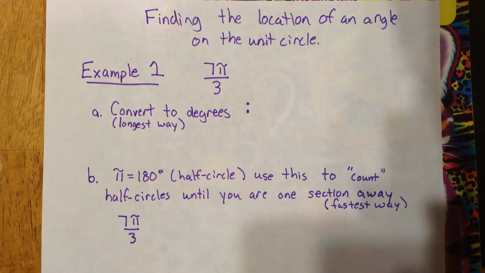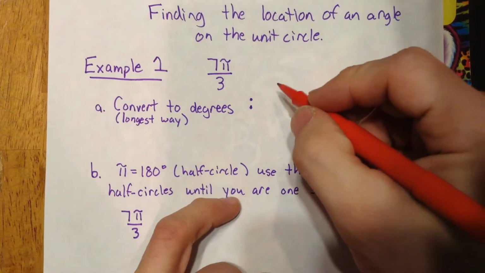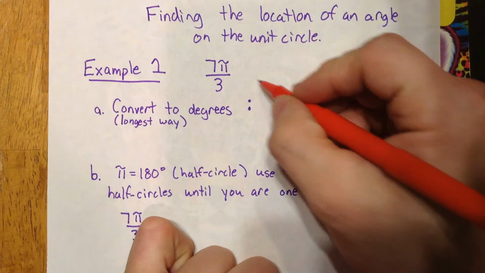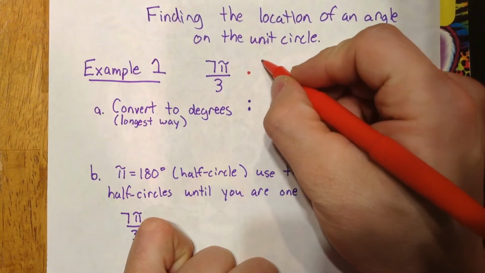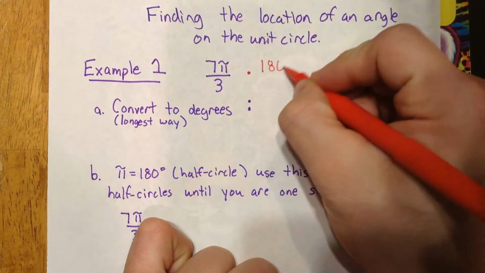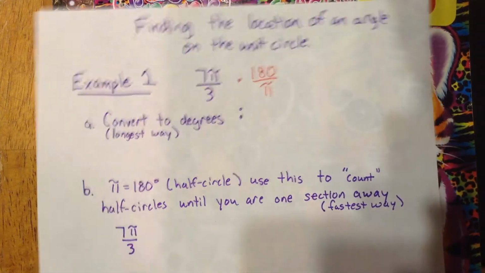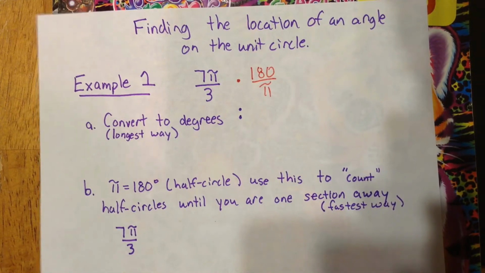So the first way is to convert to degrees. This will take you the longest. There's just a lot of work to it. It'll work. It's just kind of tedious to do. But to do it, what you're going to do is take the angle and multiply it by 180 over pi. That's how you convert radians to degrees.